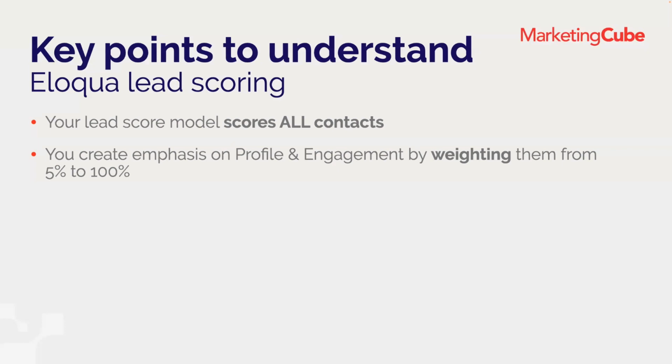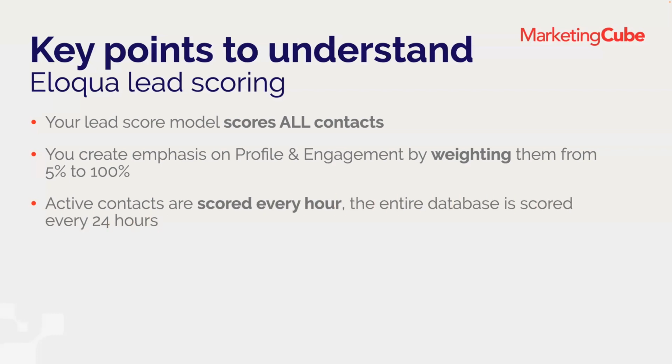You may say to me, well, why not 0, Derek? That's because there is no 0. 5% is the least amount that we can assign. Anything that is of least value to you should be down at 5% to really help create the difference and the separation between the two. So active contacts are scored every hour within the platform, and the entire database is scored every 24 hours.